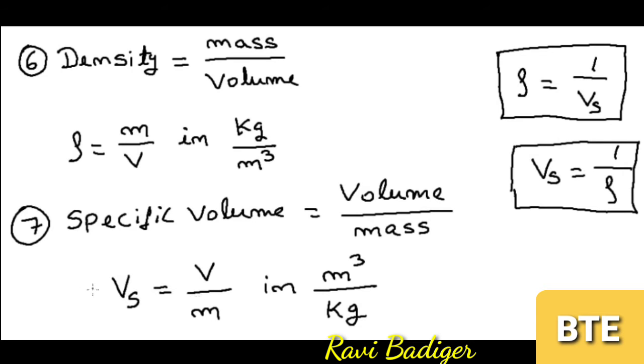Just a small hint to remember these two equations. Whenever we write a specific volume, it is volume by mass. So remember like this. Specific volume is volume by mass. And whenever it is density, it is nothing but 1 by specific volume, so it should be written as mass by volume.